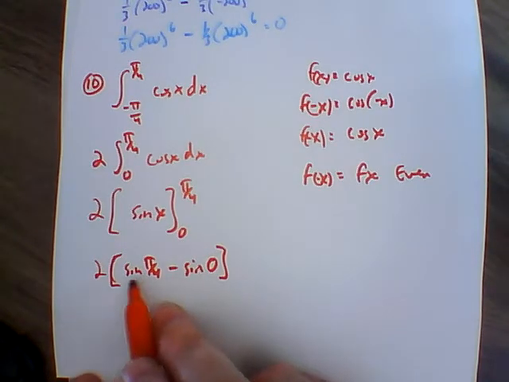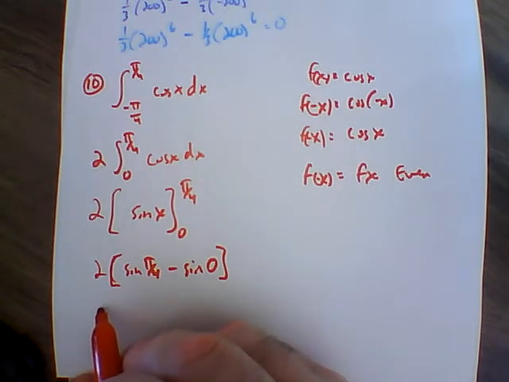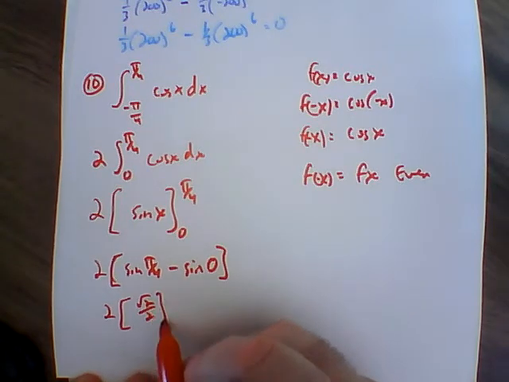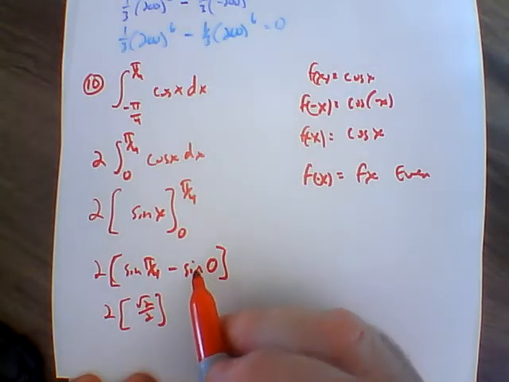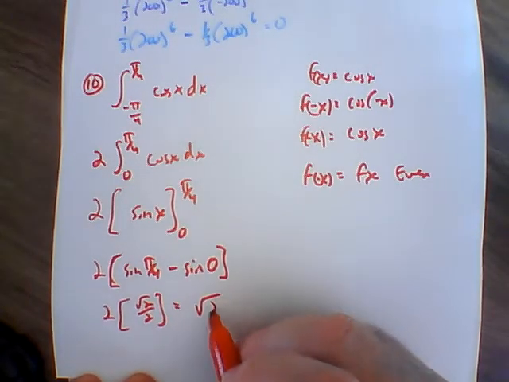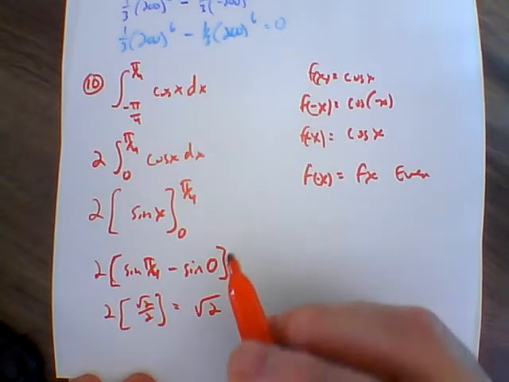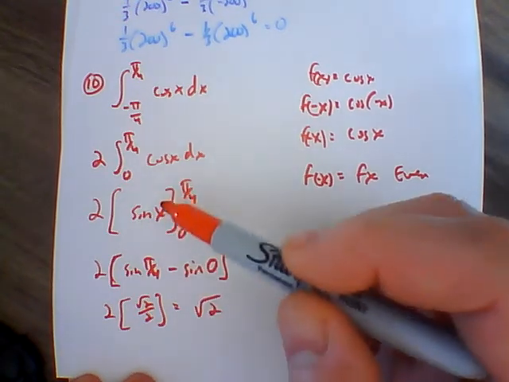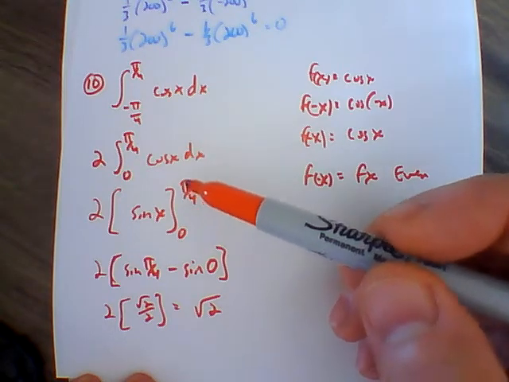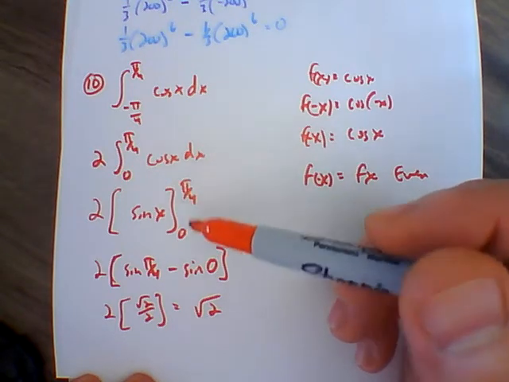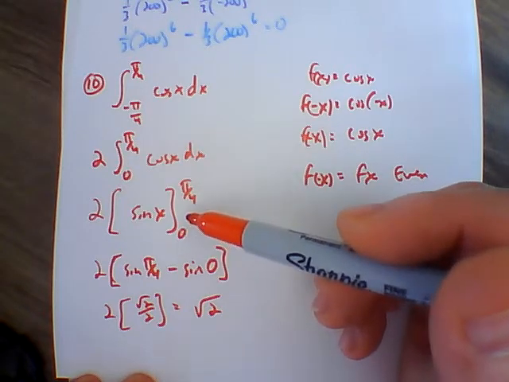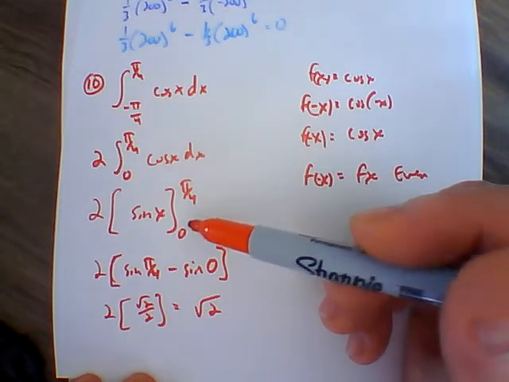Sine of 0 is 0. Sine of pi fourths is root 2 over 2. So we have root 2 over 2 minus 0. So this tells us that we have the square root of 2. If we were to go back and evaluate this all the way from negative pi fourths to pi fourths, we would see that we'd have some issues in here. I wouldn't say some issues, but we'd have just some little more work to look at.